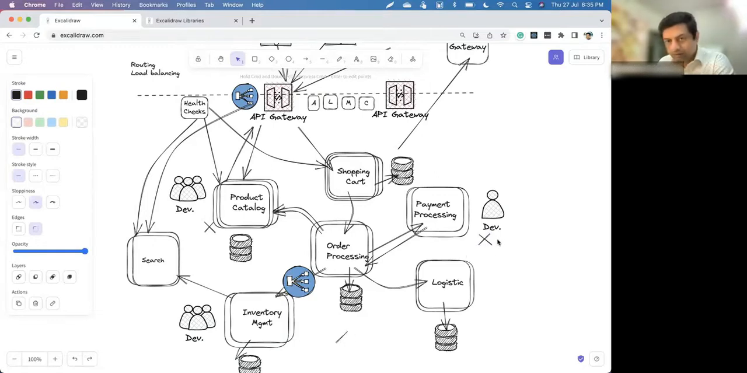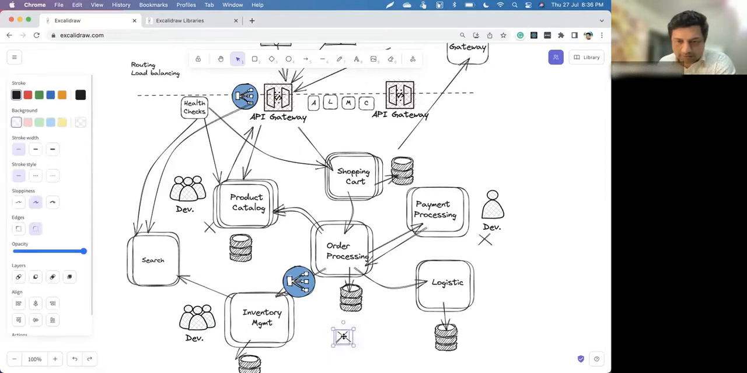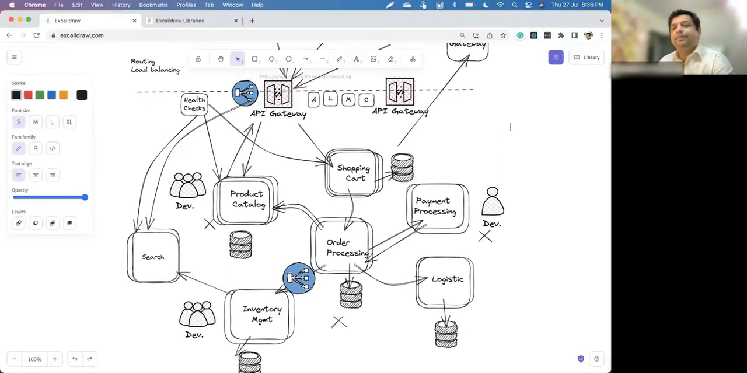Right, so order processing is also down, right? Can happen because the payment processing went down, so then order processing also goes down. And since order processing was down, anyway, shopping cart, adding items to shopping cart, maybe it is useful, but order processing does not make any sense. So what you should do is there is another pattern which is called circuit breaker pattern, right?